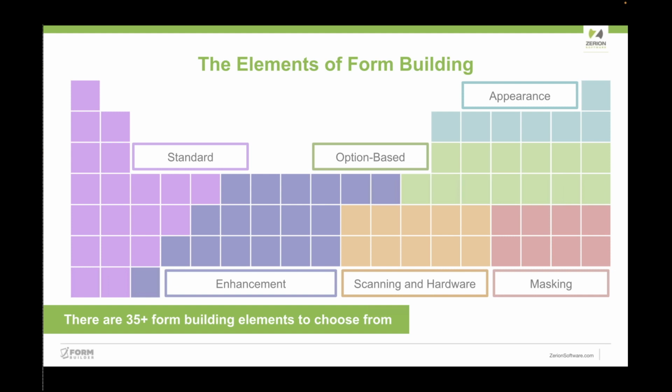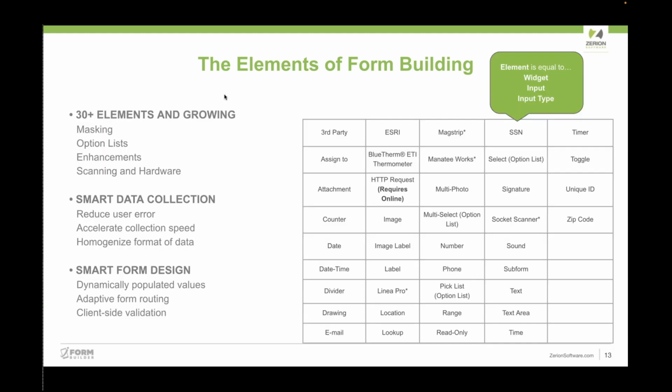Our image or drawing elements or multi-photo elements, those are also considered an enhancement because you're able to do more with it than what you'd be able to do on that paper form. We also do have scanning and hardware integrations, and when I show you the table of elements that we have, you'll see these with an asterisk next to them. And lastly, we have a few masking elements, and with these masking elements, you can actually change how the mask appears for the end user so that they are able to collect data meeting a specific mask that you've created as the form builder.